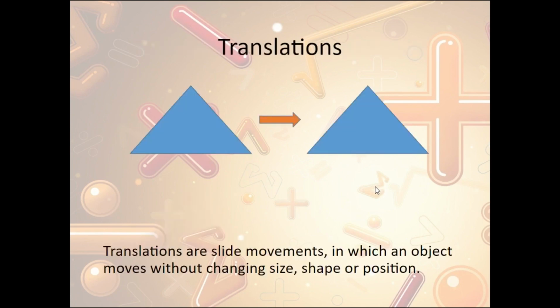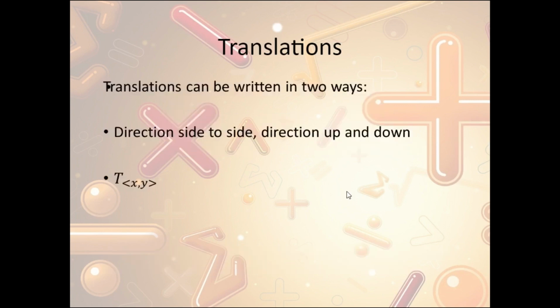Translations are slide movements, and it does not change size, shape, or position. Notice it doesn't change direction. It doesn't flip and turn. It doesn't flip over. It doesn't rotate at all. It's exactly the same. The top stays the top, the bottom stays the bottom, the left side stays the left side, and the right side stays the right side. It just slides around. So there's two ways that translations can be written.